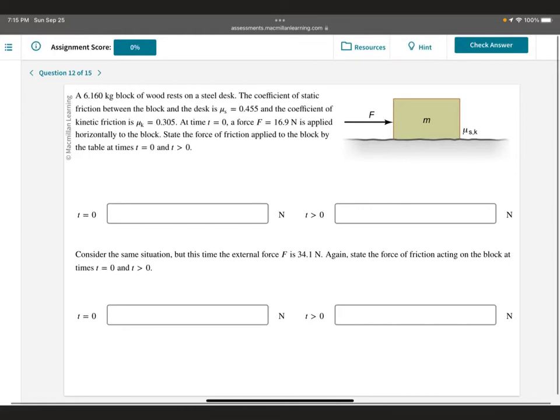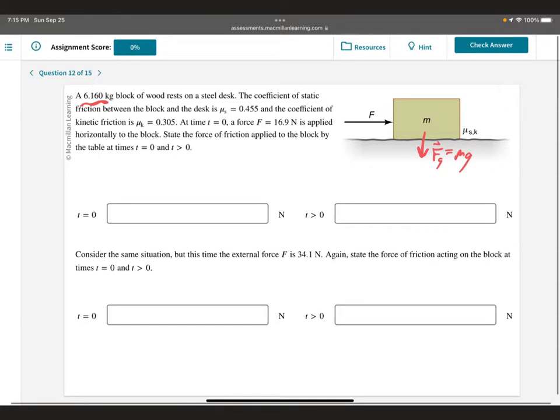Physics 101 Dynamics homework, question number 12. We have a block of wood of a known mass. We are given the mass in the problem. So if we know the mass, then we also know its weight. So the force of gravity is its weight. That's going to equal its mass times g.